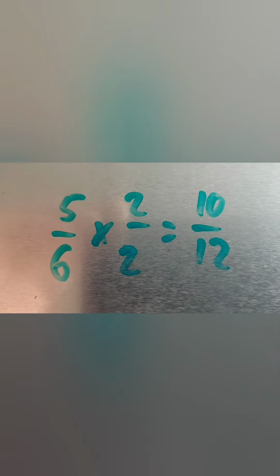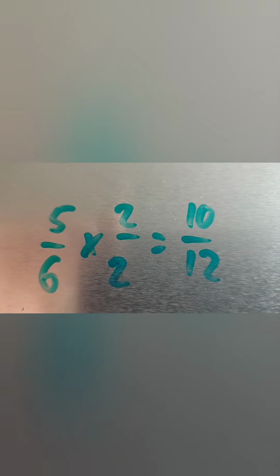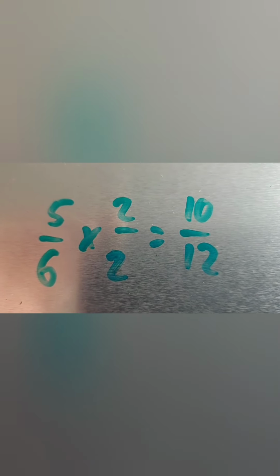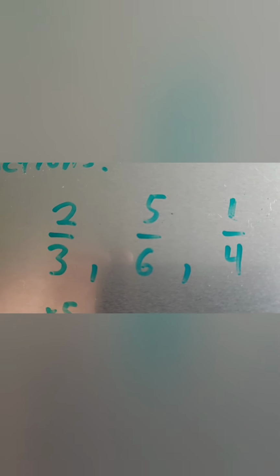So 10/40 was equivalent to 1/4. 10/15 was equivalent to 2/3. And 10/12 was equivalent to 5/6. So now I've taken the three fractions that I had in the beginning, which were 2/3, 5/6, and 1/4, and I put them in order from least to greatest: 1/4, 2/3, then 5/6.